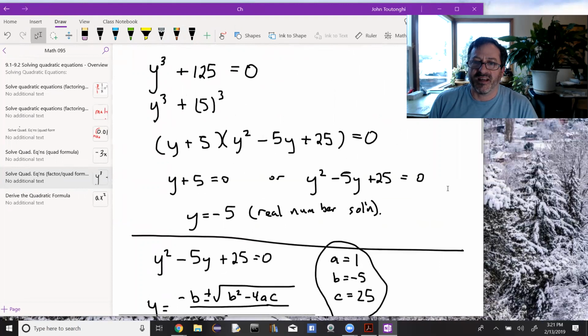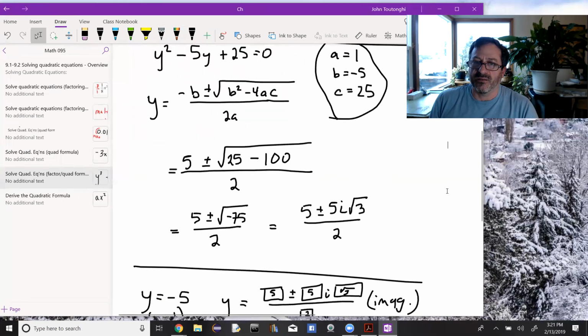Top half of the problem, factor it, set both factors equal to 0. That gives us a real solution on the linear factor. On the quadratic factor, when we set it equal to 0, we use the quadratic formula, and then we get our two solutions: y equals -5, the real solution, and then 5 plus or minus 5i root 3 all over 2. Okay.